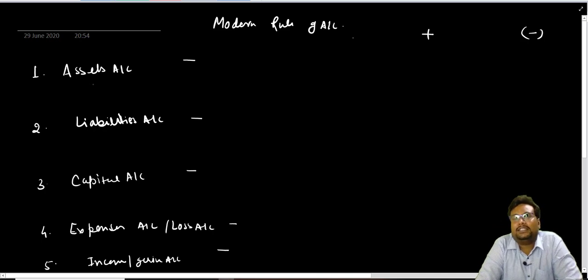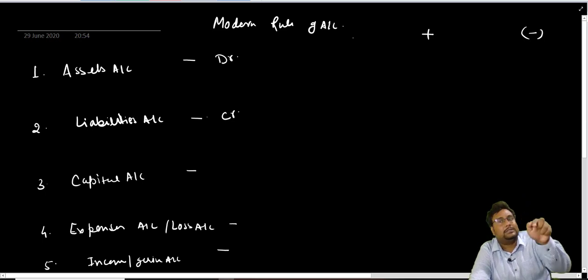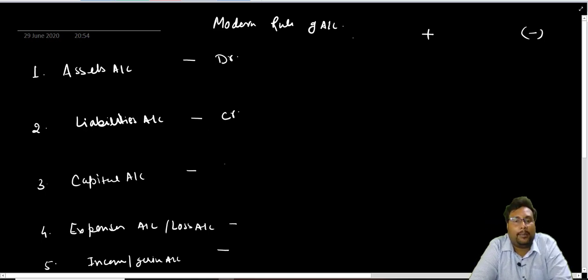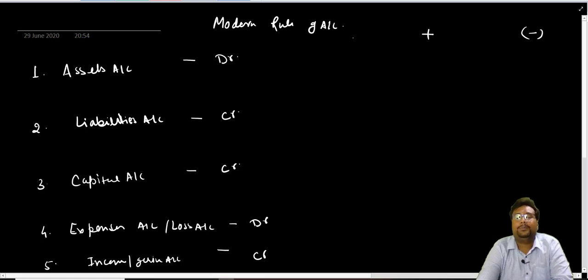Like suppose, beta, assets account is there. Now assets account nature is what? Debit. Liability nature is what? Credit. That you have to remember. This particular nature of all five accounts you have to remember. Assets nature is what? Debit. Liability nature is what? Credit. Capital nature is what? Credit. Expense nature is what? Debit. Income nature is what? Credit. A simple rule you understand and remember.